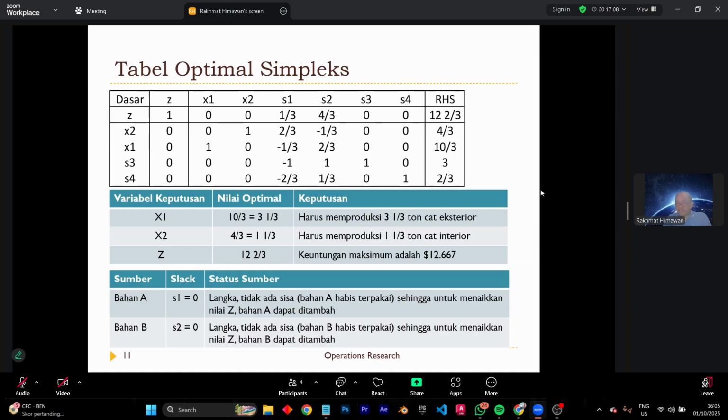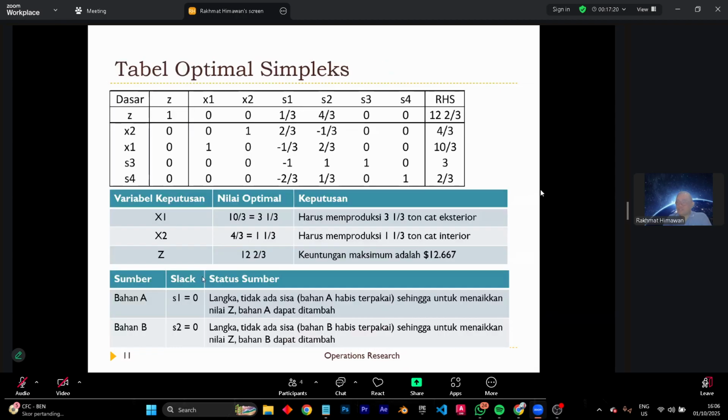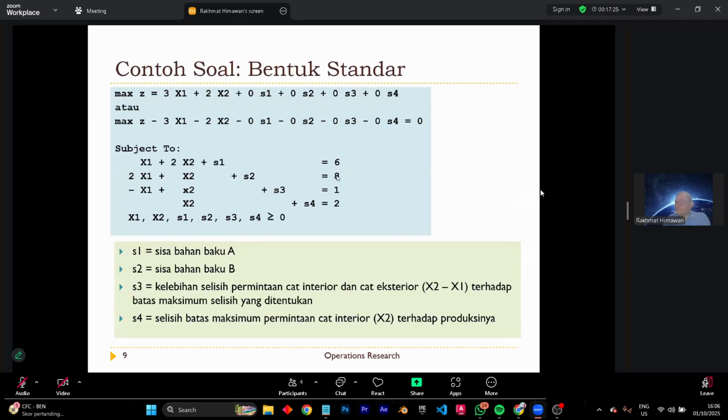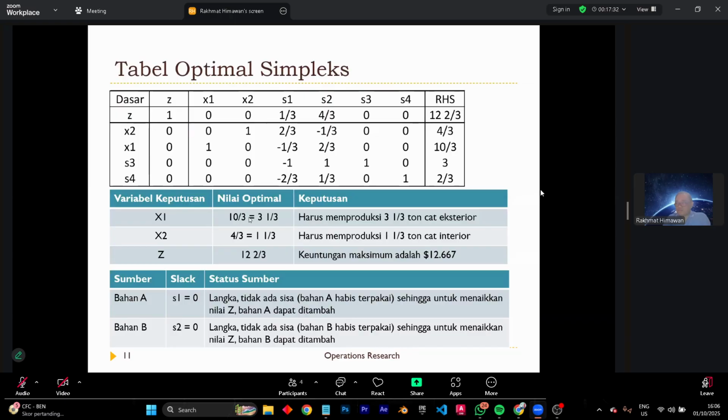What if I can add something? What if I can add the capacity of A, which was 6, and the capacity of B, which was 8? What if I add the capacity, the right hand side in here, not 6, not 8? I might gain more profit, more revenue, right? So from this point, the questions start to be asked to you, as the one who makes this analysis. What if?